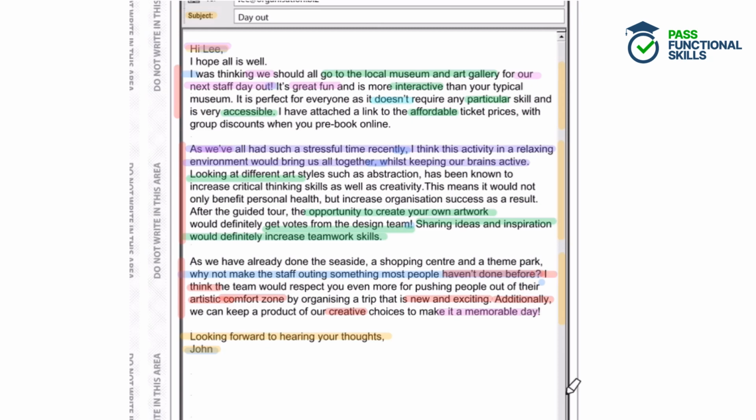So overall, this is a really effective answer, and you can use this as a sort of template to generate ideas for your own answer.